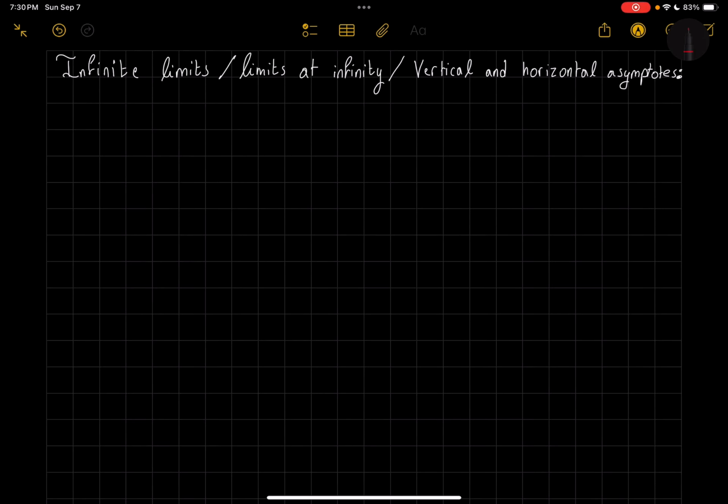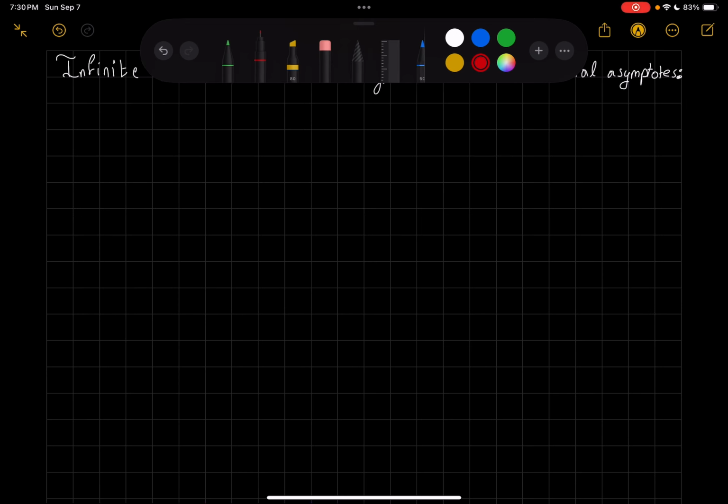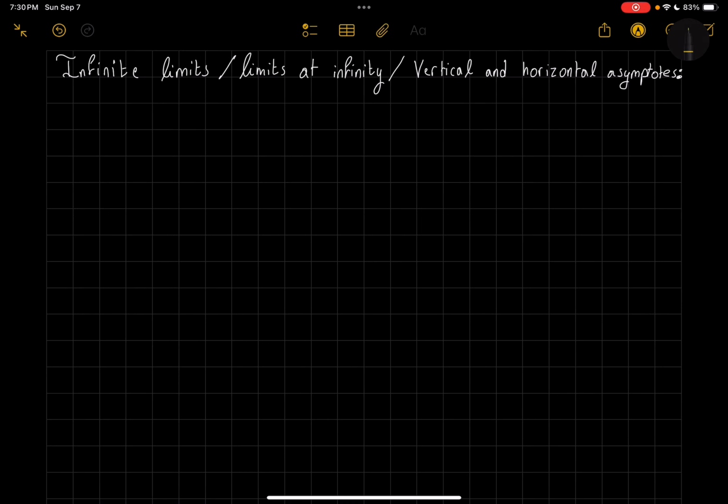Today we're going to be tackling three ideas: infinite limits, limits at infinity, and vertical and horizontal asymptotes. So the first definition is basically infinite limits. Infinite limits is when the answer of our limit question leads us to infinity.